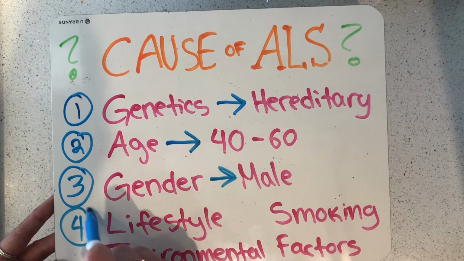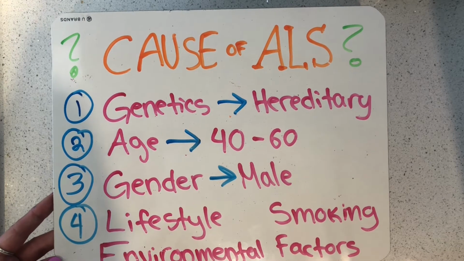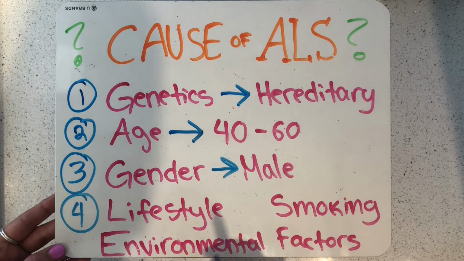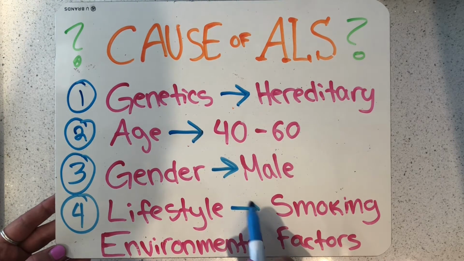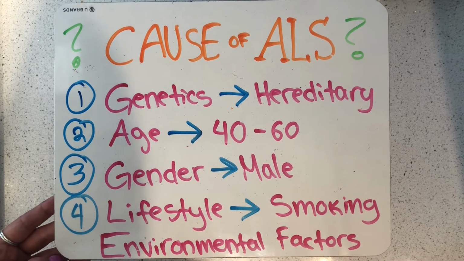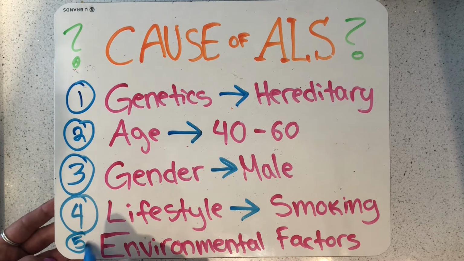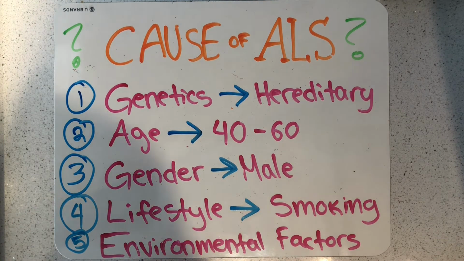Another factor contributing to the development of ALS is lifestyle. Ingestion of toxins such as nicotine through smoking can be another factor. The last factor is environmental factors.